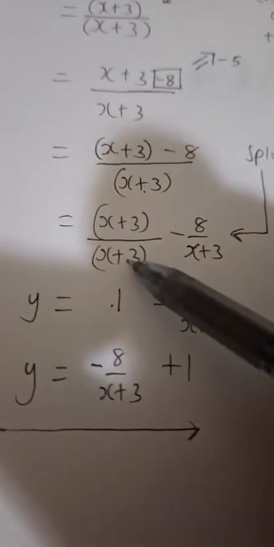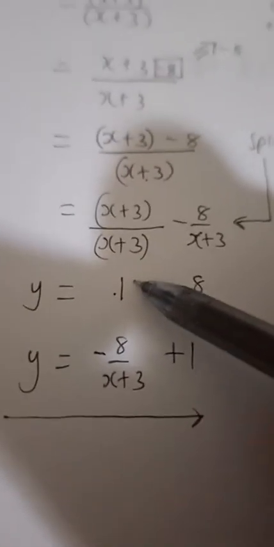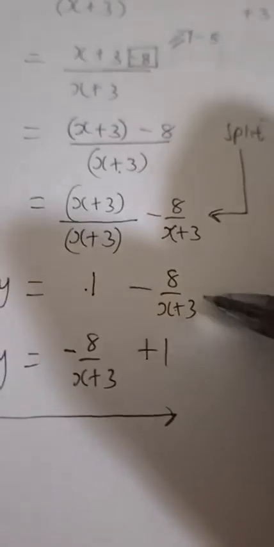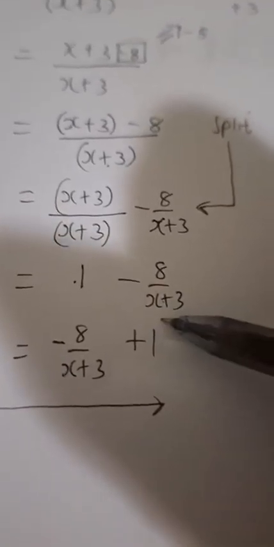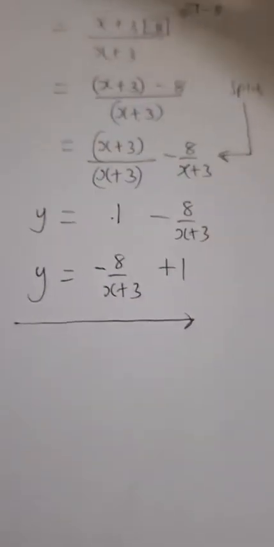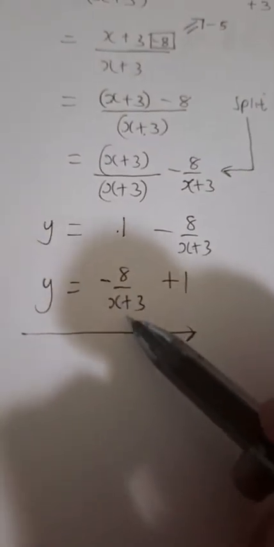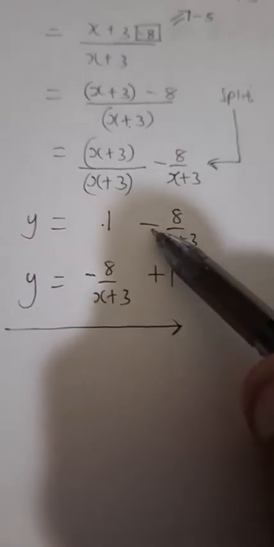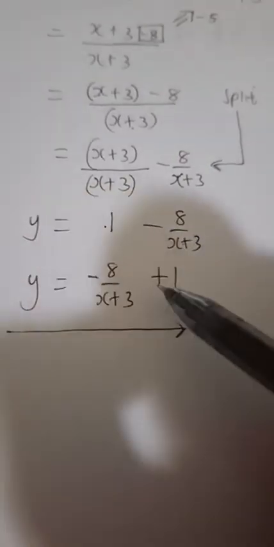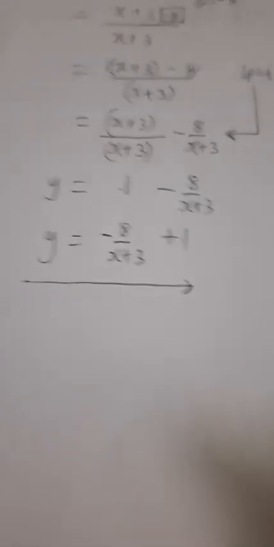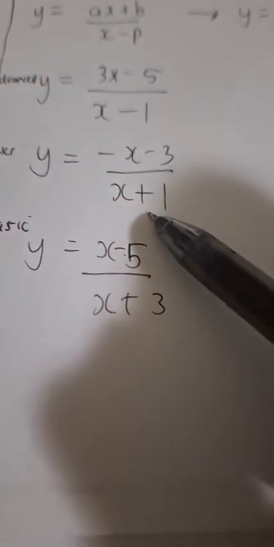What's x plus 3 divided by x plus 3? It is positive 1. The negative 8 over x plus 3 is our second fraction term. And then we rewrite the order so that we can get the form of the hyperbola function that we love and know. So y is equal to negative 8 over x plus 3, rightfully so because it's negative, plus 1 because the 1 is positive. Okay, so that's how we convert, guys, that form that we have into the form that we love and appreciate.